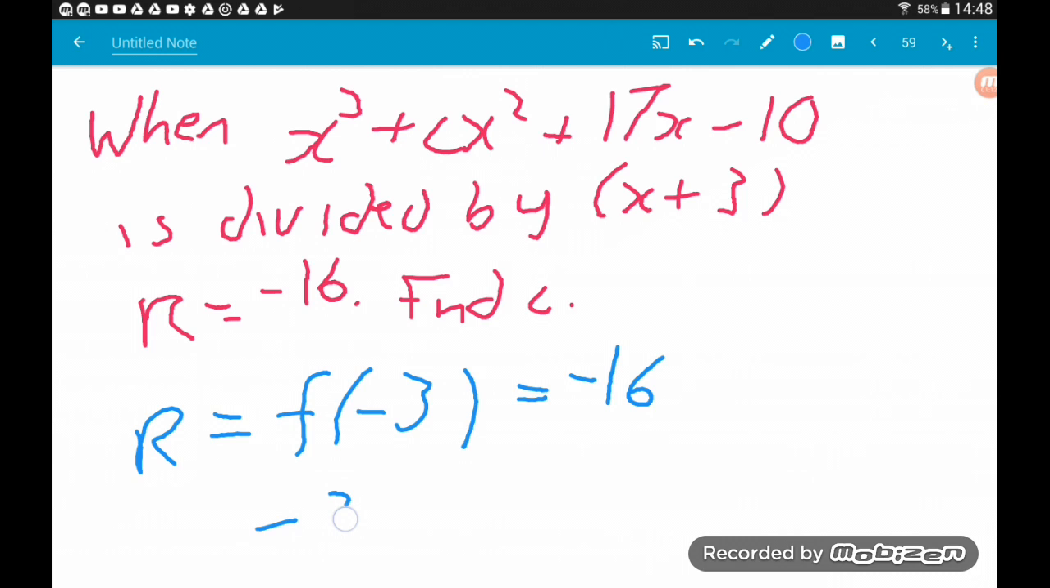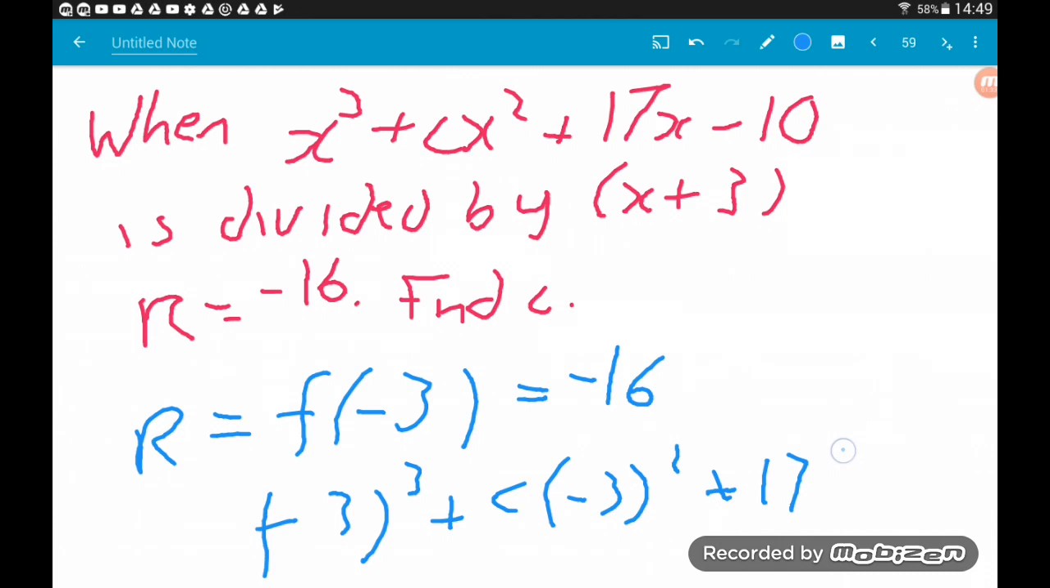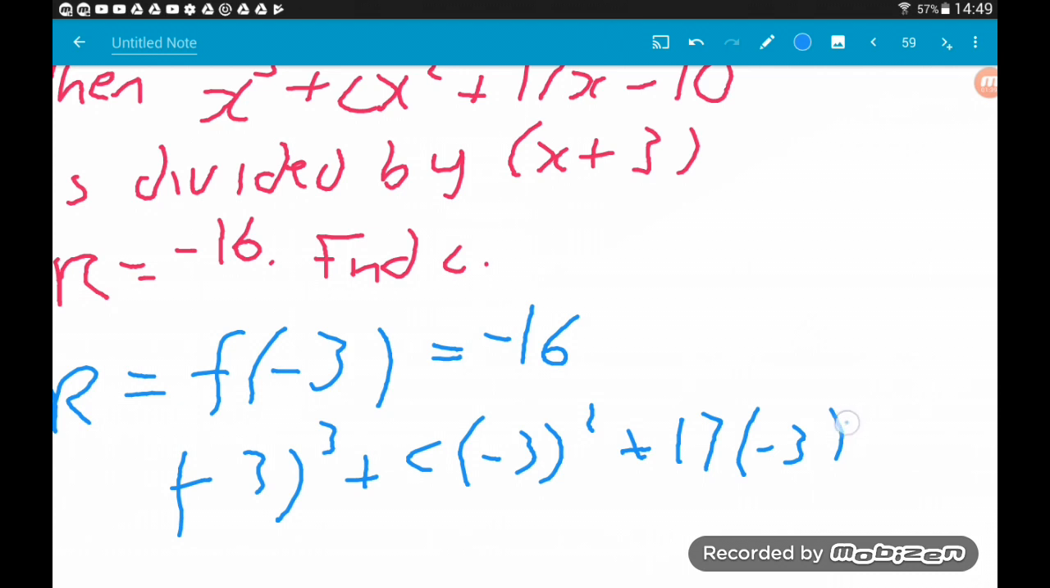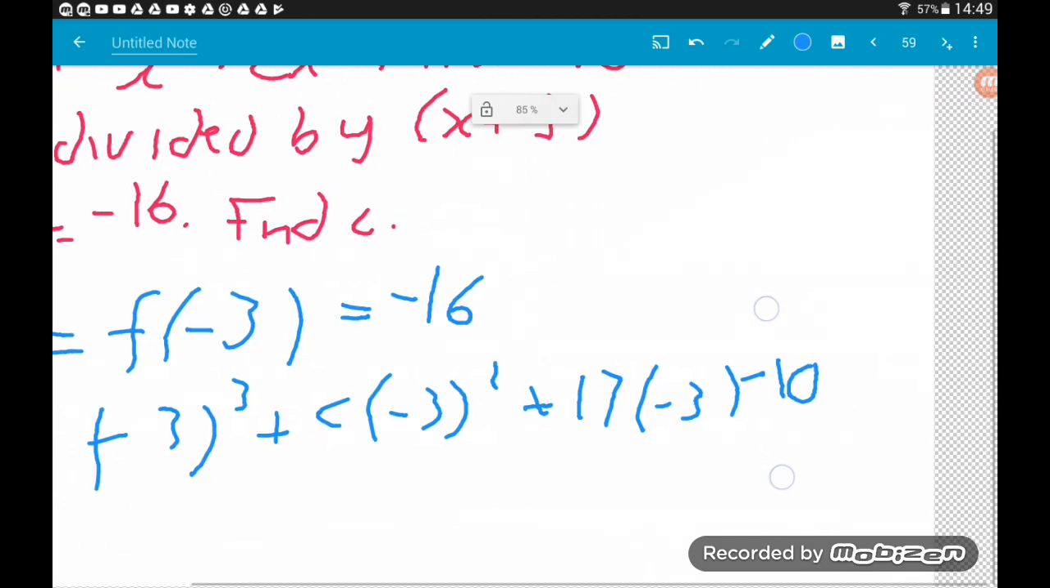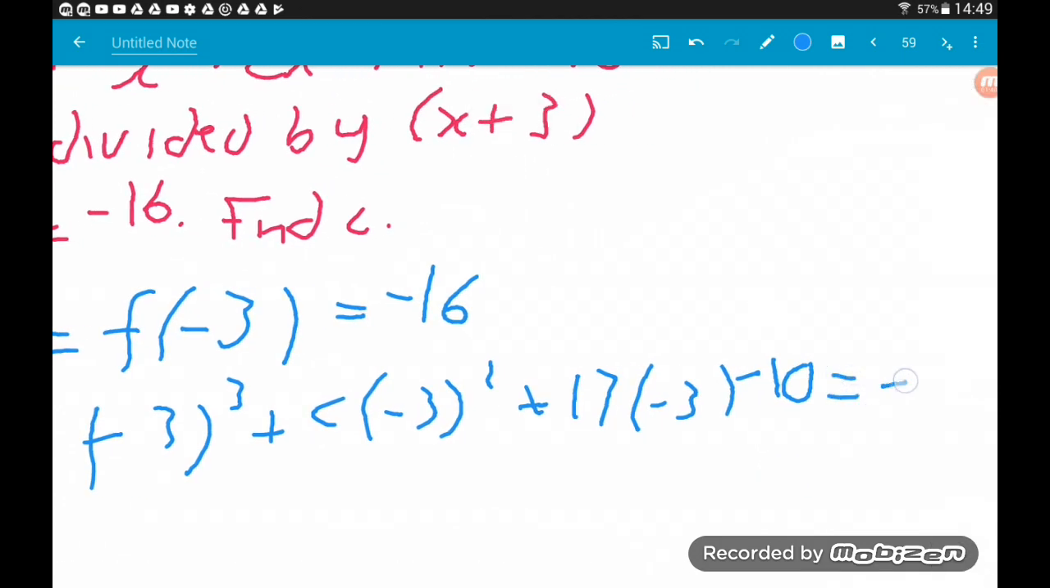So minus 3 cubed plus c times minus 3 squared plus 17 lots of minus 3 and then minus 10 on the end. We know all of that is equal to minus 16. So we now need to sharpen that up and solve for c.